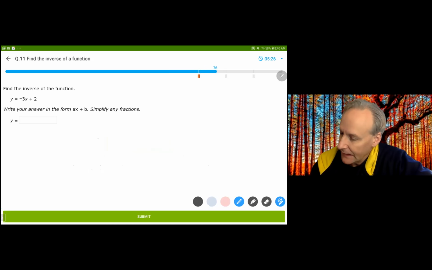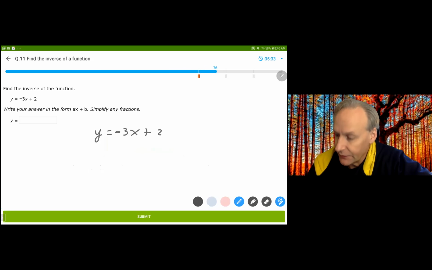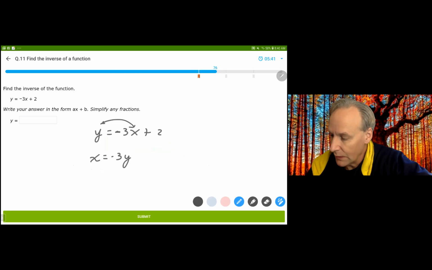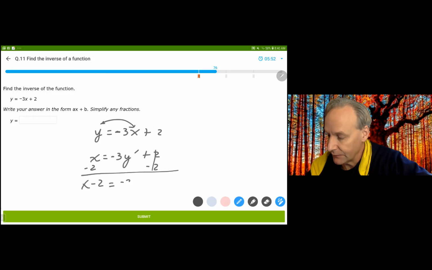Okay, so now I've got y equals negative 3x plus 2. Again, I got to tell you, if you're going to switch your x and your y, you really need to give that new y a different name. So x is equal to negative 3y plus 2. I'm going to end up subtracting 2 from both sides. And that's going to give me x minus 2 is equal to negative 3 y prime. And now I'm going to divide by my negative 3.